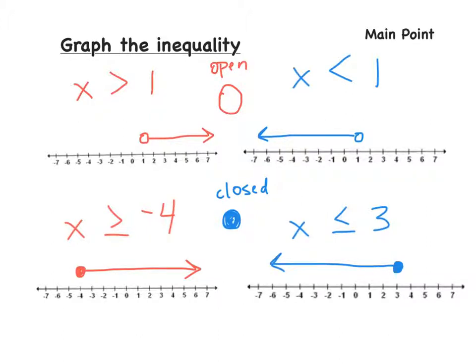It is greatly important that you write this part down. If it is greater than or equal to, or less than or equal to, the dot is going to be closed. If it is less than, or if it is greater than, when you're graphing it, the dot is going to be open. So please, that's important, write that down.